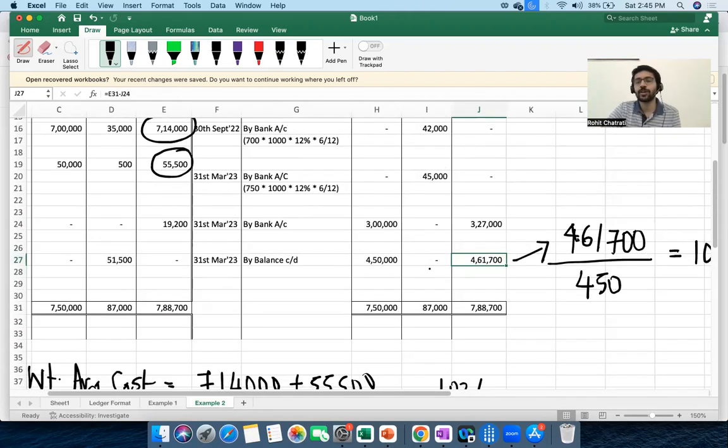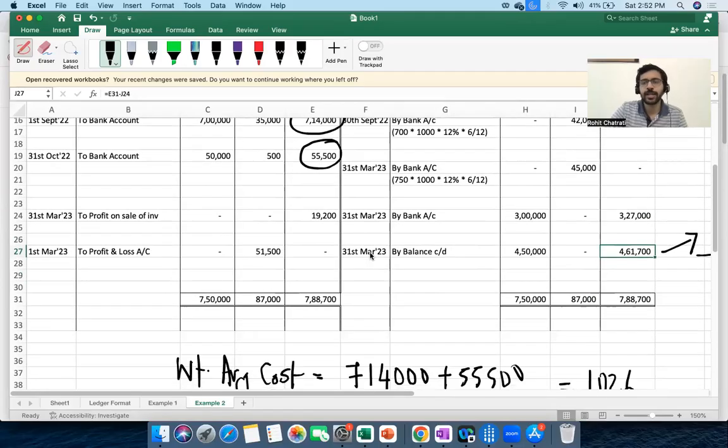Your closing balance is also coming in at the weighted average cost per unit. In this question, I did not give you information about the fair value on 31st March, and therefore you do not have to do cost or fair value, whichever is lower.